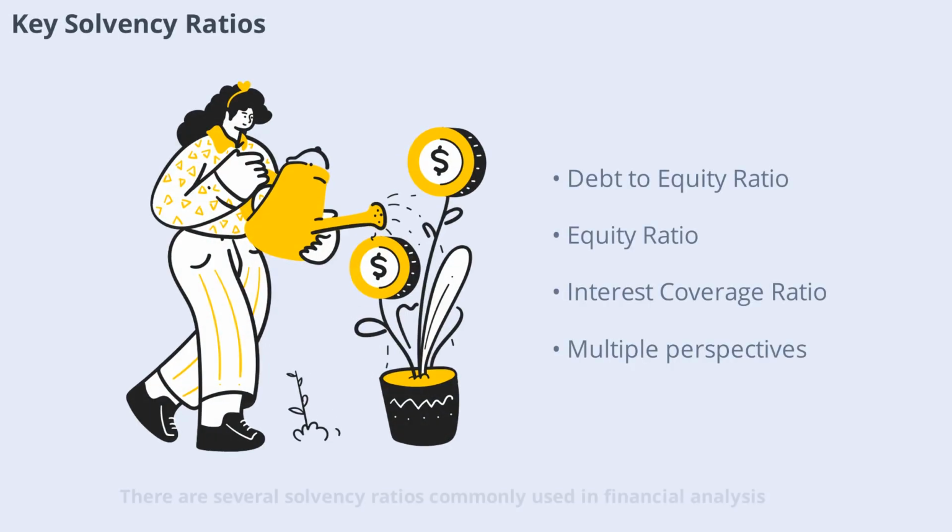There are several solvency ratios commonly used in financial analysis. The most popular include the debt-to-equity ratio, the equity ratio, and the interest coverage ratio. Each of these ratios provides a different perspective on a company's financial structure and risk. By examining these ratios together, analysts can form a well-rounded view of a company's ability to meet its long-term obligations. In the next scenes, we'll break down each of these ratios and explain how they're calculated and interpreted.